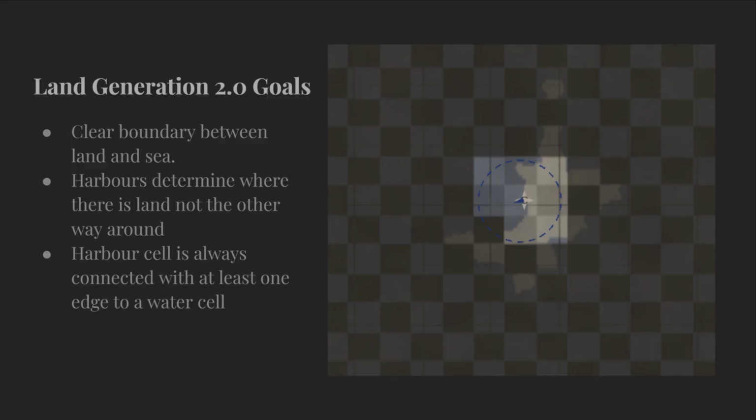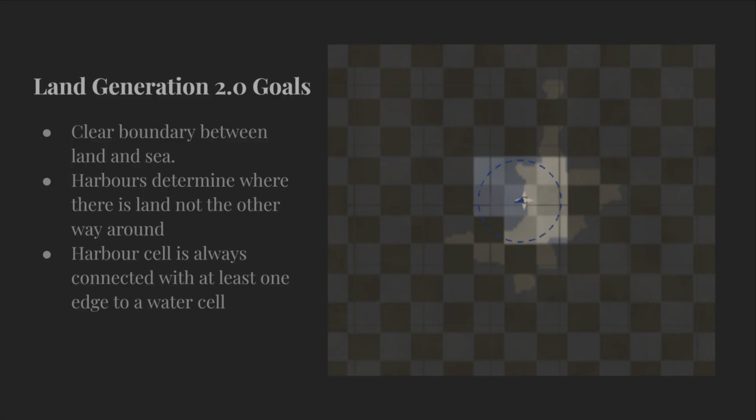For generating the contours of islands, I had some specific goals in mind for the new generation. There needed to be a clearer boundary between land and sea, and instead of having land determine where harbors could be spawned, harbors would determine where there was land. This is because harbors are more important for gameplay, and the distance between harbors is important for the overall pacing and difficulty.